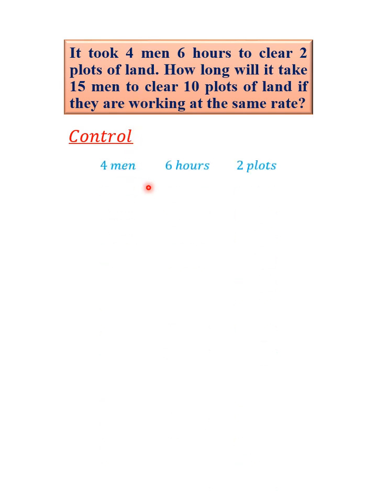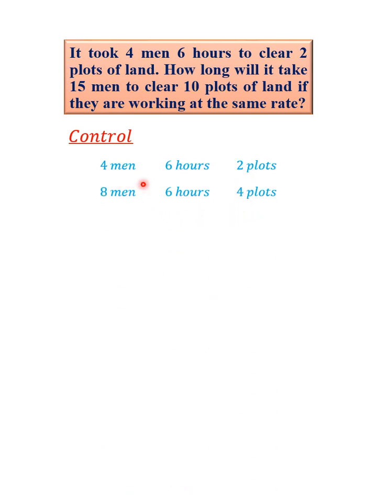4 men took 6 hours to clear 2 plots. When you want to do control, what are we looking for? We are looking for how long it will take, which is the time. When you want to do the control, what the question is asking for, keep it constant. That means the question is asking for the time, so keep the time constant, and begin to compare men to plots. This is what I mean.